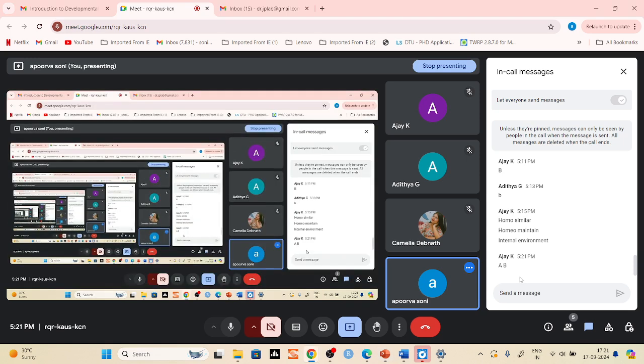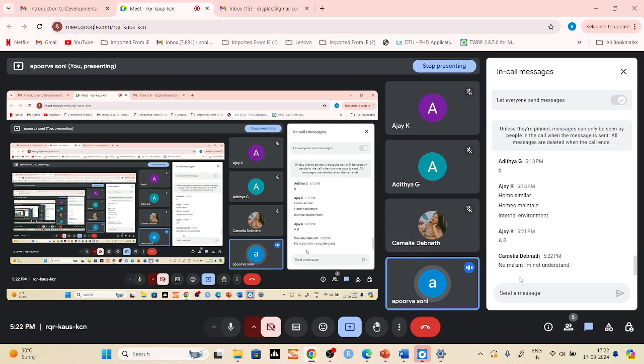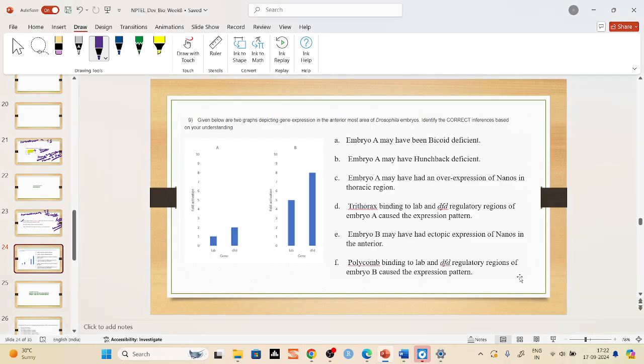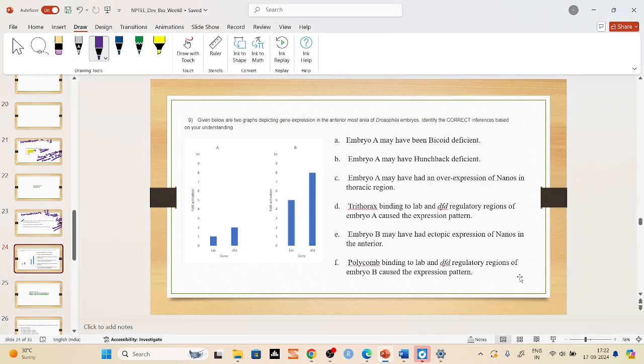Were you able to understand this question or not? Tell me this first. No response? Why? No, ma'am. Okay, okay. You couldn't understand the question. Fine. Aditya, could you understand this question? Were you able to understand this question or not? Okay, fine. I'll explain. First we'll try to understand the question and then we'll see how to answer this.